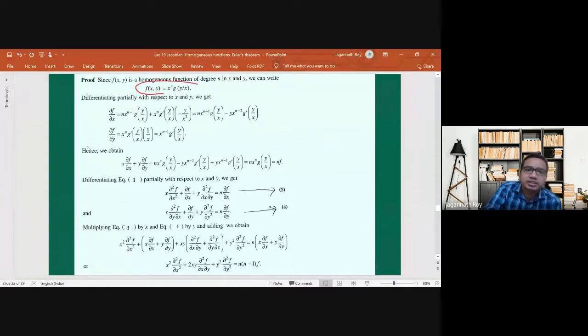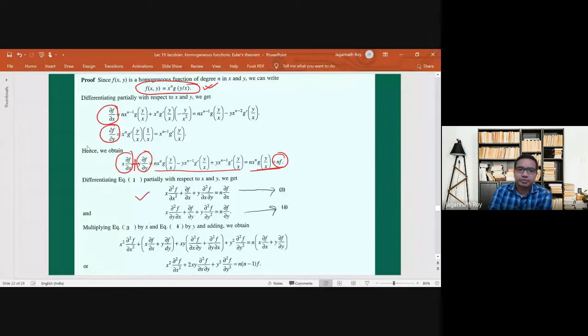Since it is homogeneous, we can write it in this form. We just need to calculate the partial derivatives, then multiply with x, multiply with y, and add them. After simplification, we will get this one. Similarly, for the second formula, we have to calculate the second order partial derivatives and then simplify. These are actually very simple. If you read it carefully, you will understand it.